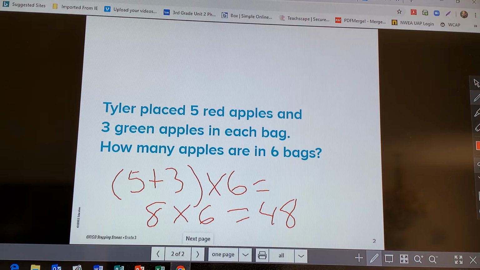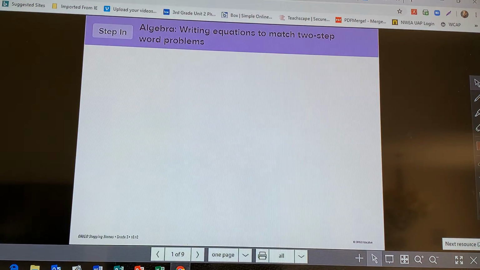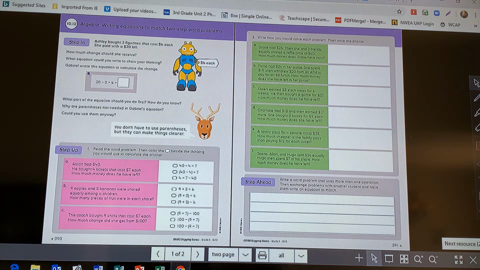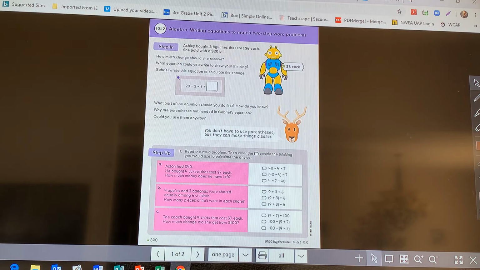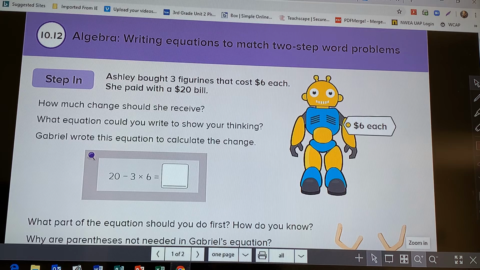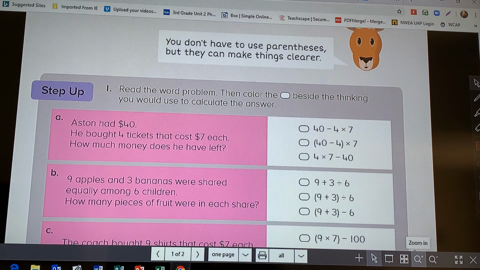All right, let's take on today's worksheets. And let me jump over to here. Let's take a look at this first page real quick. I'm going to increase our page size here. It says, read the problem, then color the oval beside the thinking you would use to calculate the answer. So Ashton has $40. He bought 4 tickets that cost $7 each. How much money does he have left?